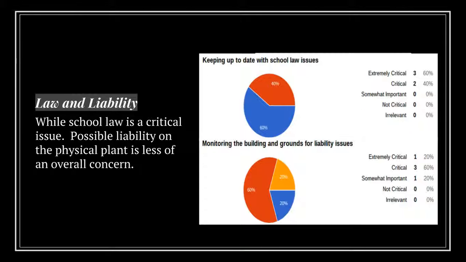Law and liability was the next section that I looked at. Keeping up with school laws is very critical or extremely critical to building level administrators. However, possible liability in the physical plant isn't seen quite as critical by building level administrators, and this has to do with a very strong business and maintenance staff who oversee those areas in each of the buildings.